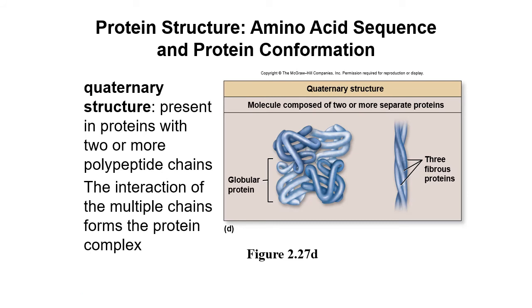Lastly, we have our quaternary structure. As we start to put polypeptides together, those polypeptides start to form with one another. Here once again we have our hemoglobin, and so we have 1, 2, 3, 4 different peptides that come together, and that interaction between the polypeptides dictates the final shape of the protein itself.